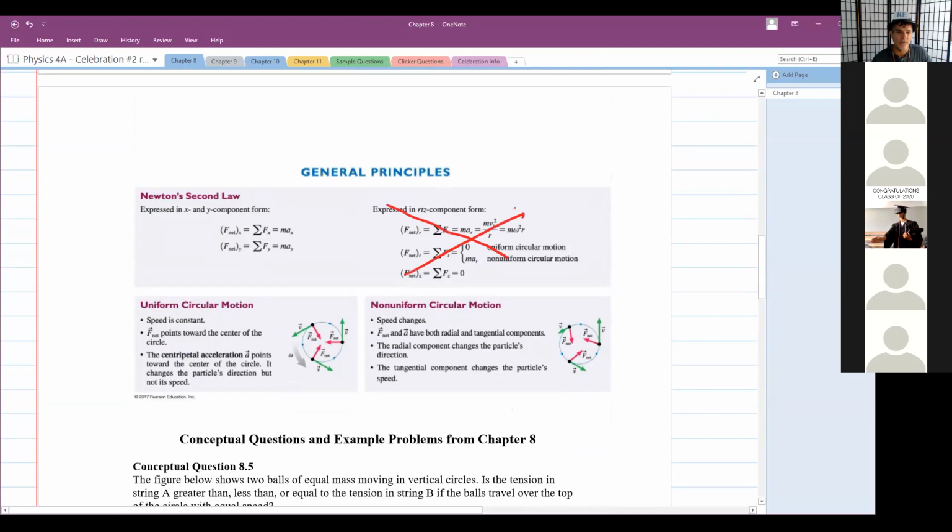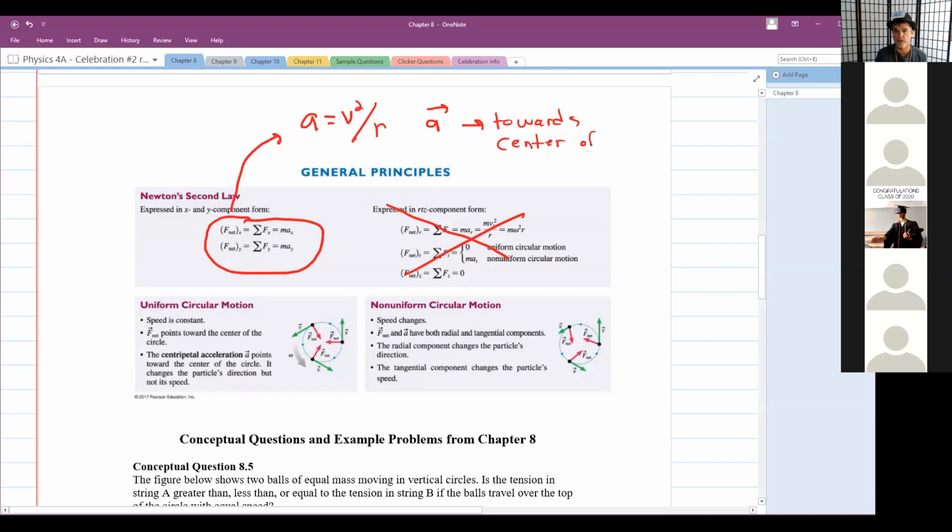So really the big important thing in this chapter is looking at Newton's laws in terms of circular motion. The thing to keep in mind for something that's moving in a circular path is we know the acceleration. The magnitude is always v squared divided by r, and the direction is towards the center of the circular path.